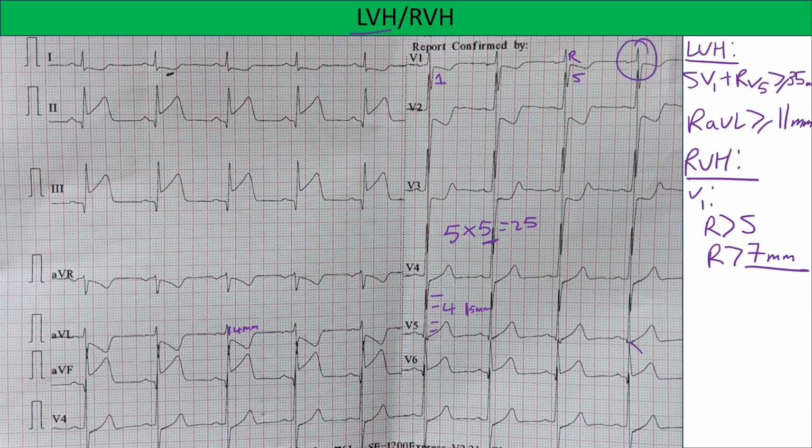If we have a look at V6, it's the opposite. So the S wave should be greater than the R wave. The S wave is not greater than the R wave here. Also, the S wave should be more than 7 millimeters. In this case, the S wave is not more than 7 millimeters. It's probably about 2. So therefore, in this ECG there is no indication of left ventricular hypertrophy, and there's no indication that it could be right ventricular hypertrophy either.